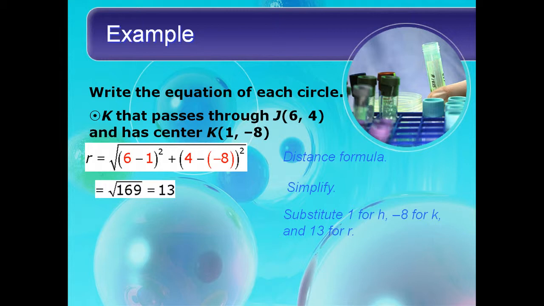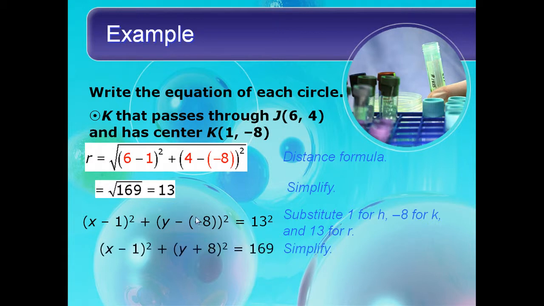We're going to substitute 1 for h, negative 8 for k, and 13 for r. And then we simplify. And you notice we change the sign on this negative 8. Since it's negative of negative 8, we make it plus 8. But we remember that what's in the parentheses, like this, has the opposite sign. And it equals 169.